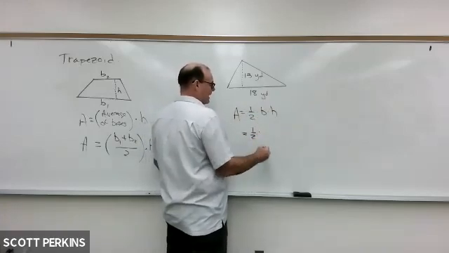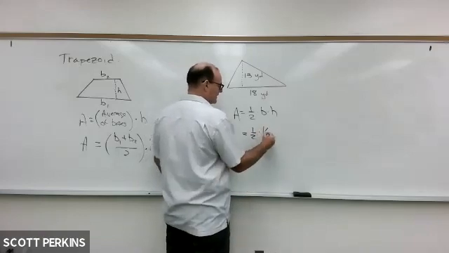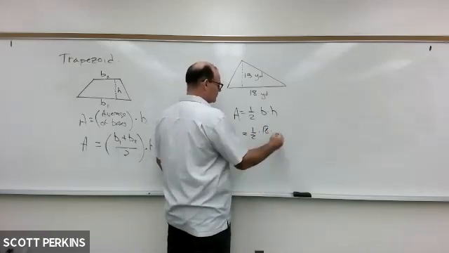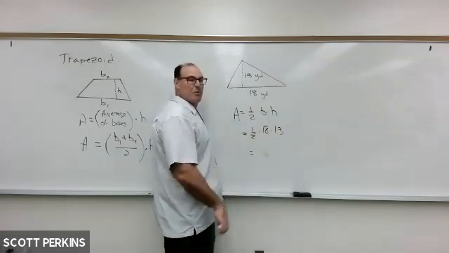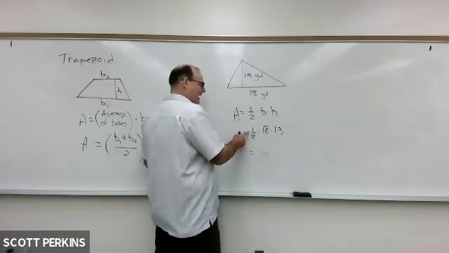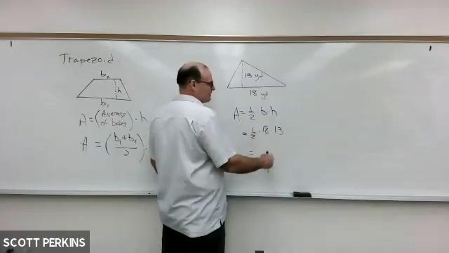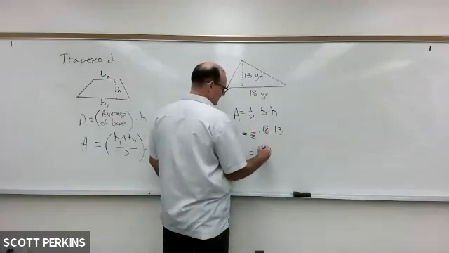1/2. What's the base of this triangle? 18. What's the height of this triangle? 13. You can multiply these numbers in any order. Half is 0.5 if you're using your calculator. So 1/2 of 18 is 9. 9 times 13, that turns out to be what, 117?